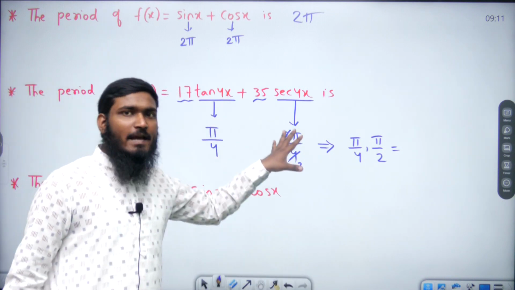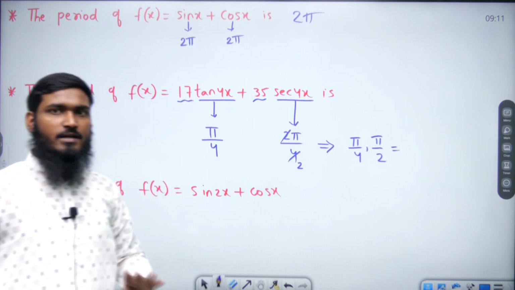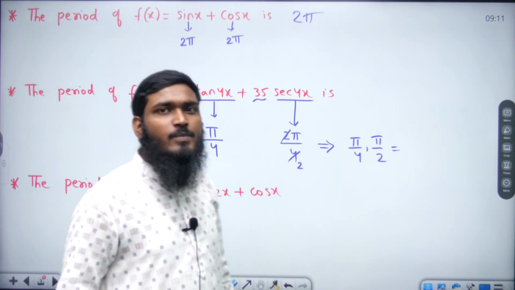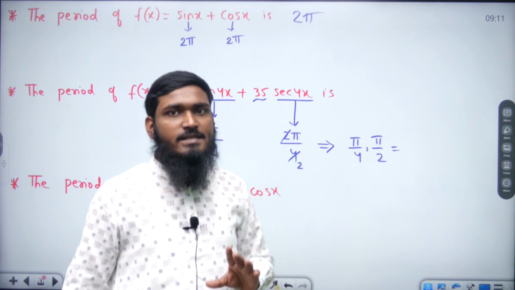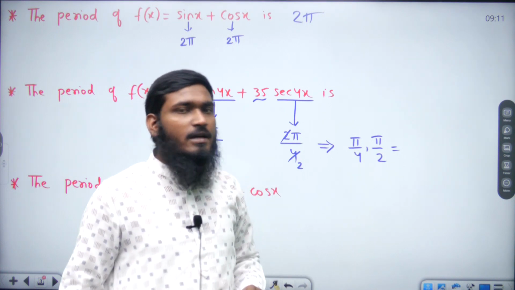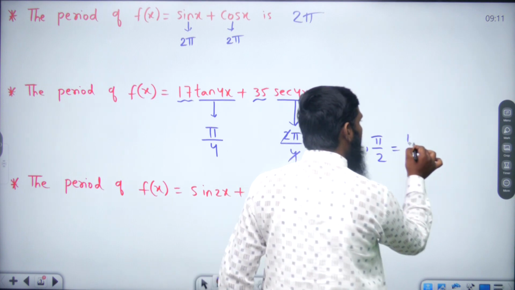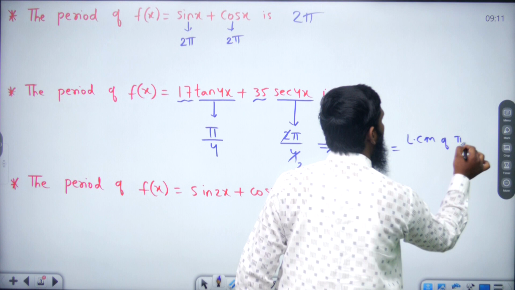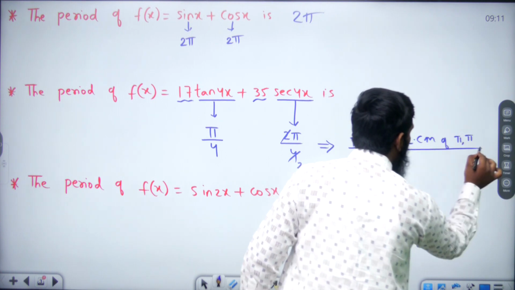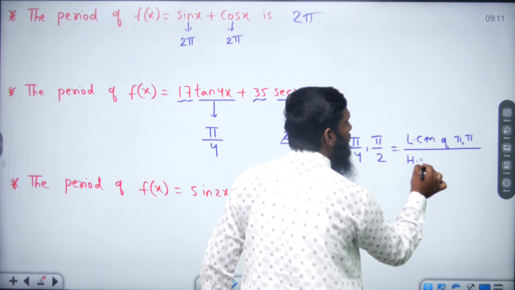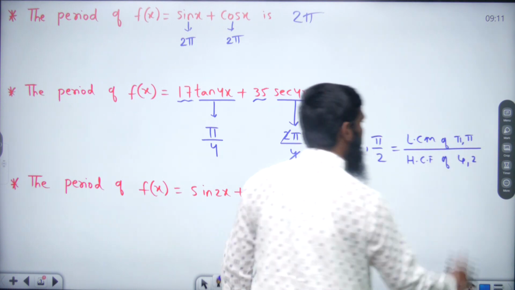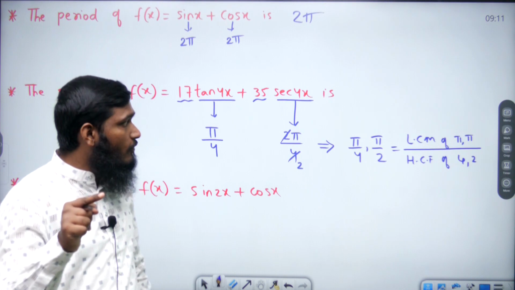If we got the same periods, then we write the same answer for that question. But whenever we get different periods, as we have discussed just now, we have to take out the LCM. Now one more point: we have to take out the LCM of the numerators, LCM of pi and pi, divided by the HCF of the denominators. What is the one-shot result over here?